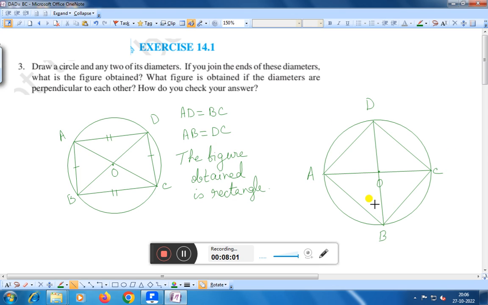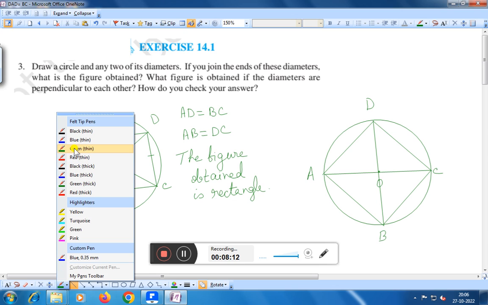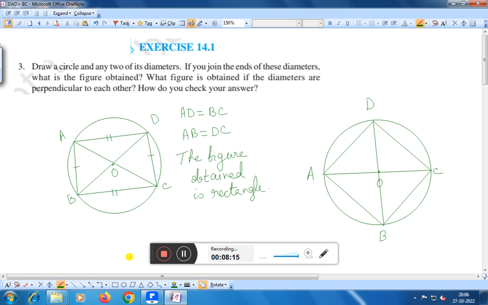Right? Here from the figure you can find that this is a square. How do you check your answer? That means, if we measure this side, we will find that AD will be equal to DC, and DC will be equal to CB, and CB will be equal to AB. That means all the sides are equal.